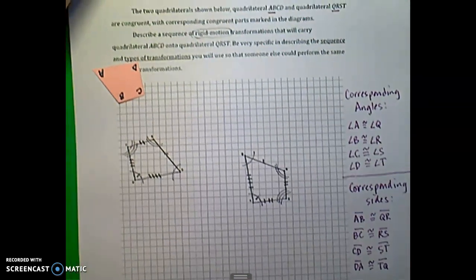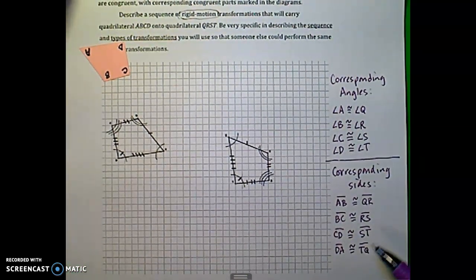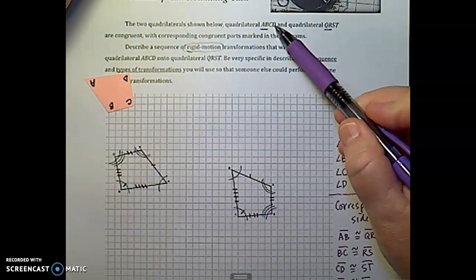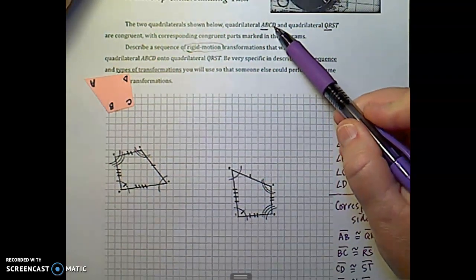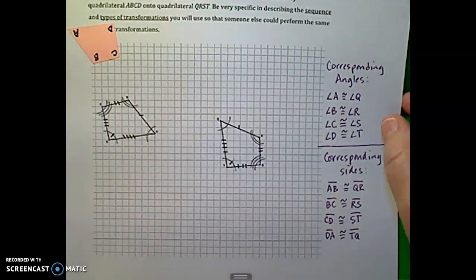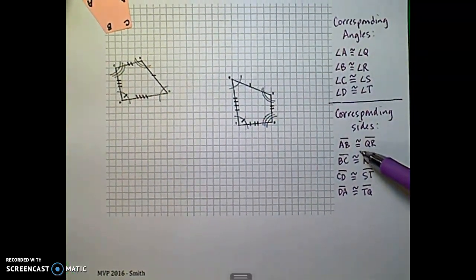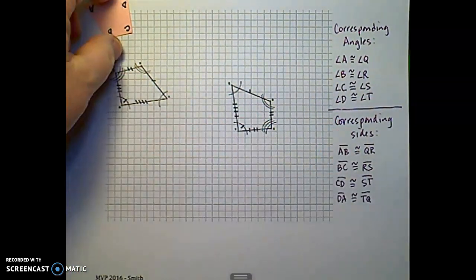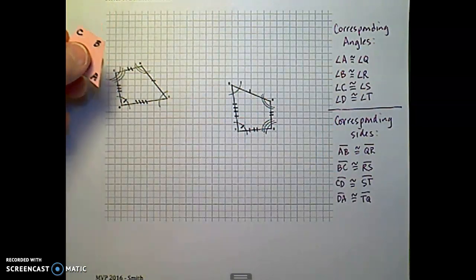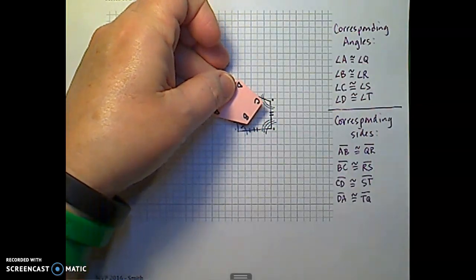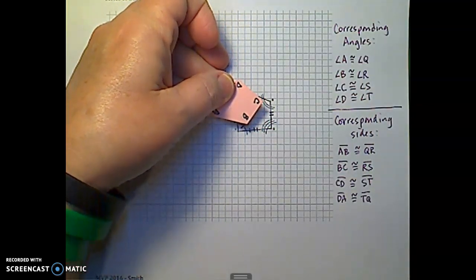So actually in our naming, if you just use the name of the quadrilaterals to do that, you would have to go DA, so last place to first place, is congruent to TQ, last position to first position. Alright, there's corresponding angles and corresponding sides. After we do rigid motion transformations to get from here to here, the markings on this original quadrilateral will pair up with these markings, with these congruent pieces that we've identified.